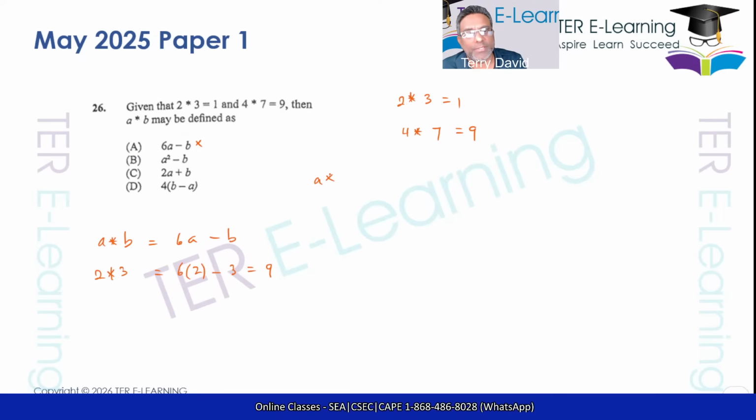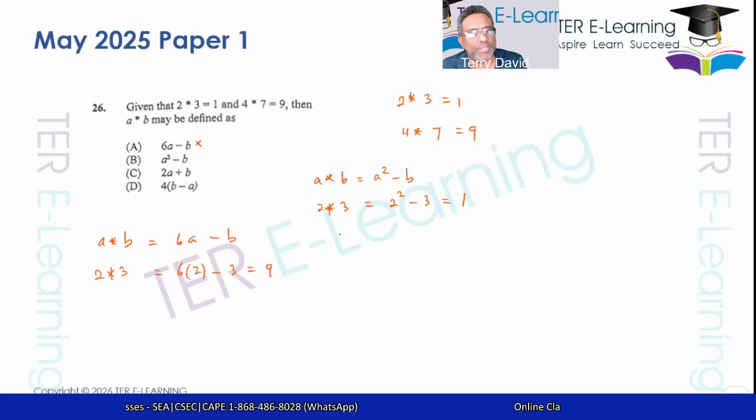a star b is equal to a squared minus b. Let's try 2 star 3. This is going to be 2 squared minus 3, which is 4 minus 3, which is 1. So it works for this first one. Let's check it for the 4 star 7. This is going to be 4 squared minus 7. So that's 4 4s are 16, minus 7, and you'll get 9. So the answer is going to be B.